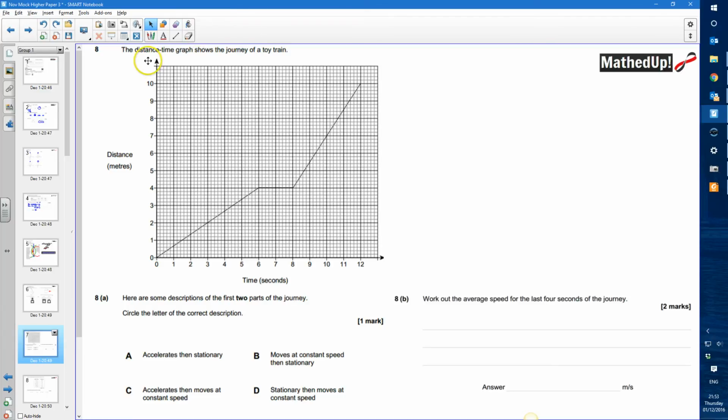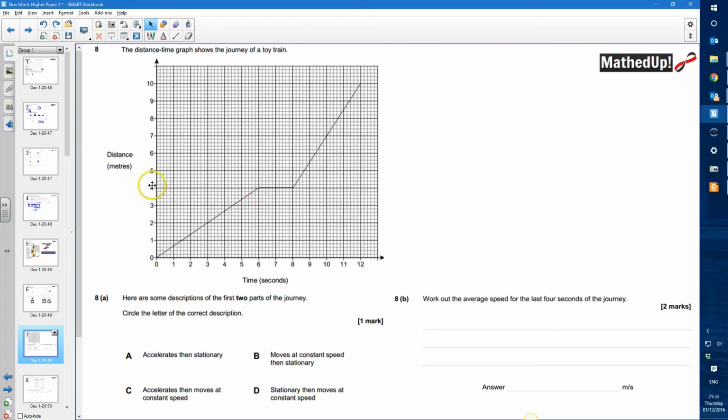Okay, question 8. The distance time graph shows the journey of a toy train. And we've got some descriptions of the first two parts of the journey. We need to circle the letter with the correct description. So first of all, this is the distance time graph. That means that the gradient here is going to represent the distance divided by time, or the speed. And because it's a straight line, that is going to be a constant speed.